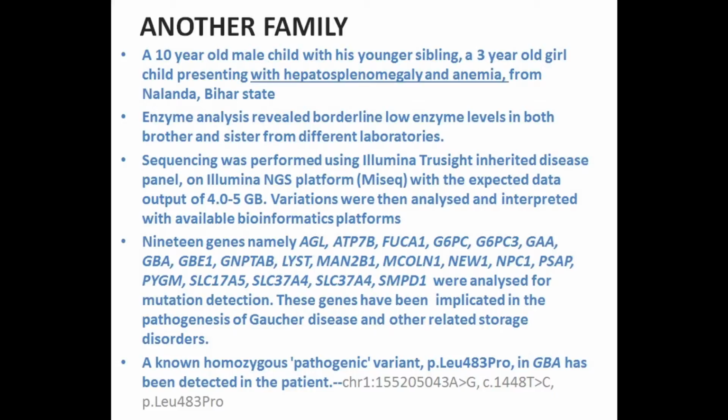Sequencing was done on the Illumina platform, and variations were analyzed and interpreted with available bioinformatic platforms. Several genes associated with Gaucher disease were tested, and a known homozygous pathogenic variant, a leucine to proline change at the protein level, was identified in the GBA gene in the brother of these two siblings. This confirmed the diagnosis of Gaucher disease.